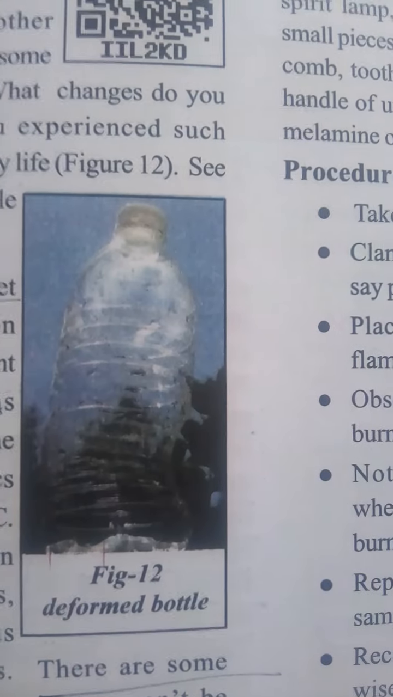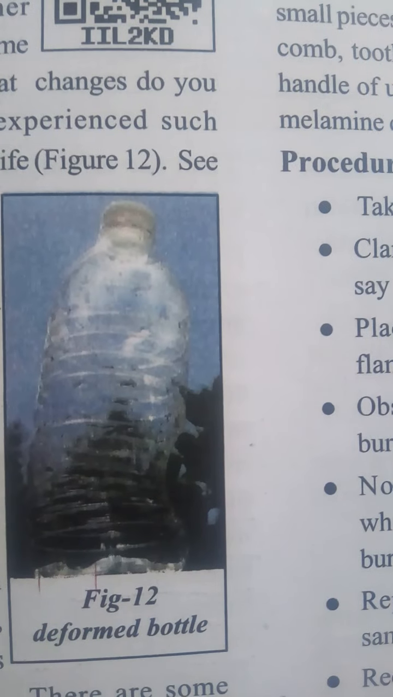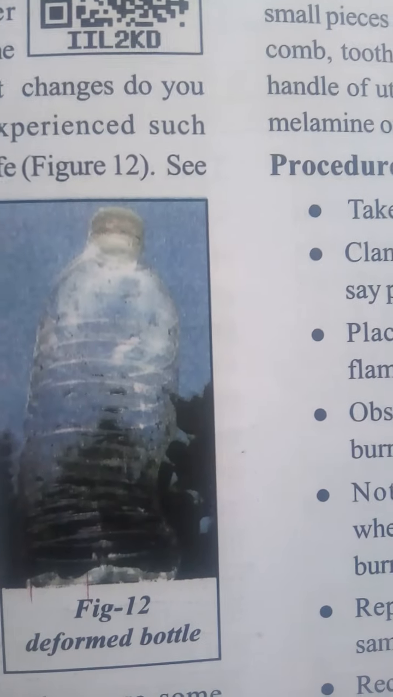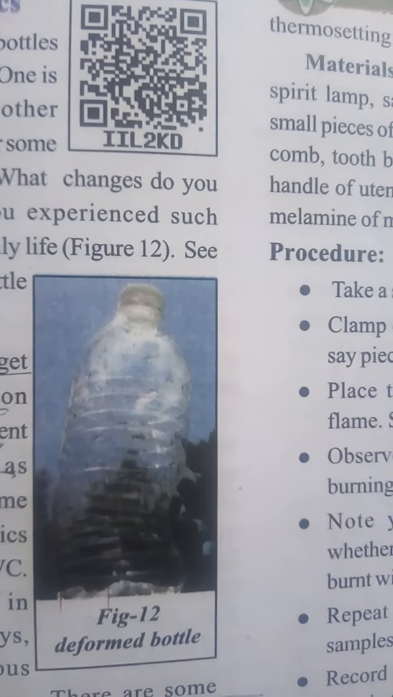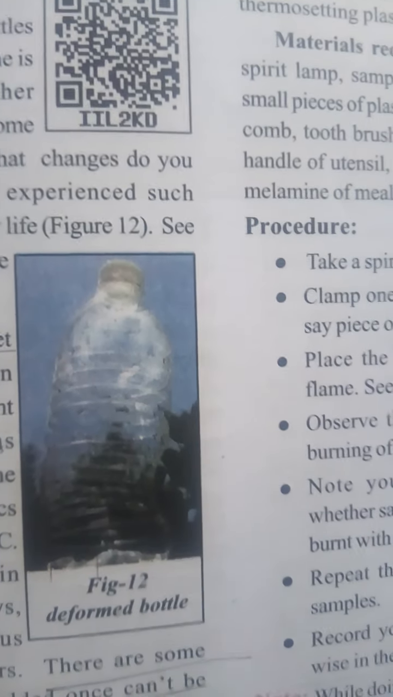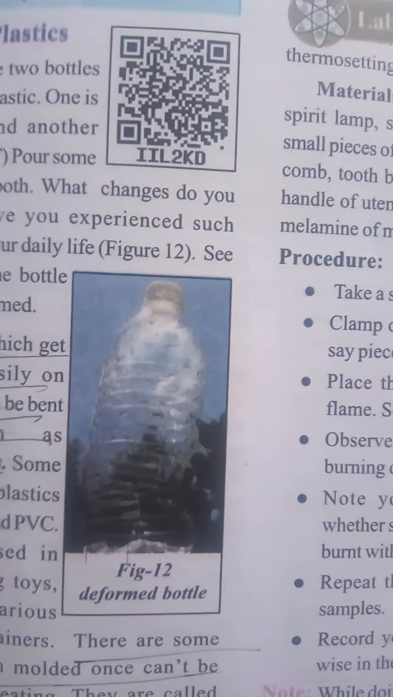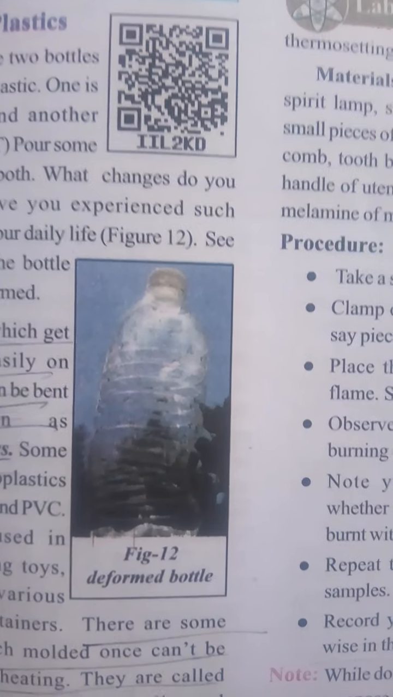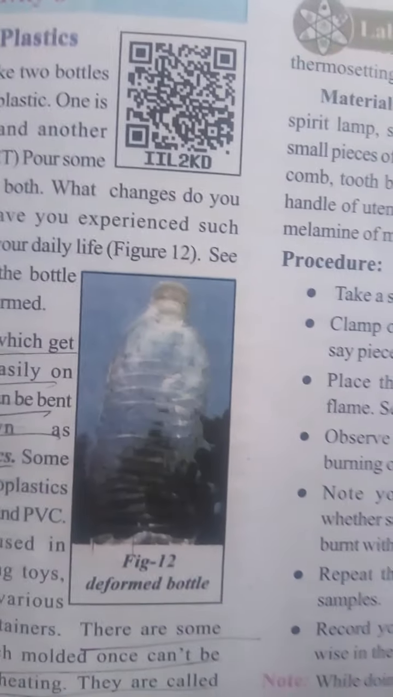Next, types of plastics. Observe. Plastic which gets deformed easily on heating and can be bent is known as thermoplastic. When you heat a plastic bottle, it is bent. That is called thermoplastic. Some of the thermoplastics are polythene and PVC. They are used in manufacturing toys, combs, and various types of containers.